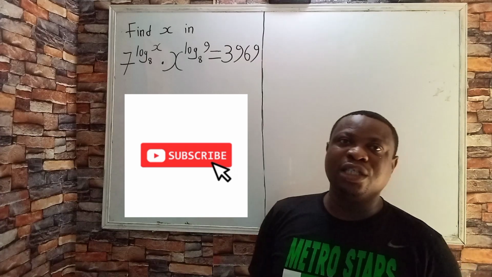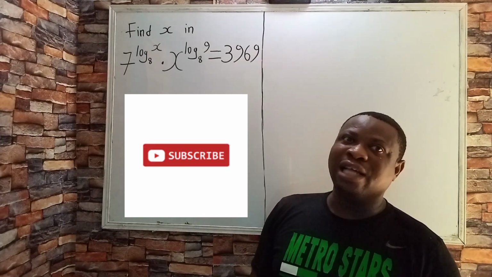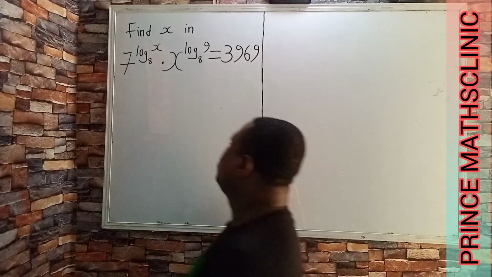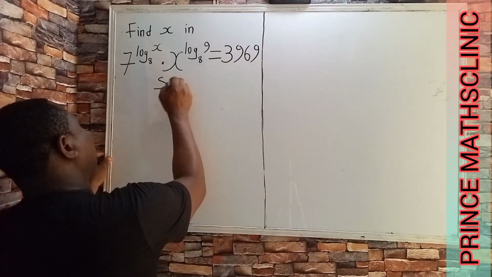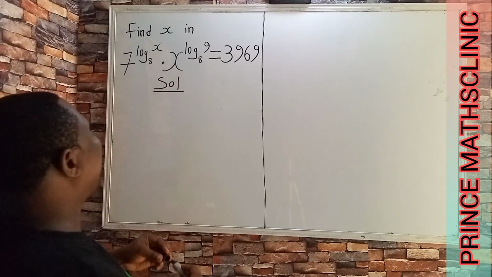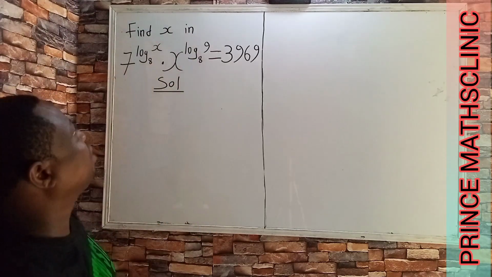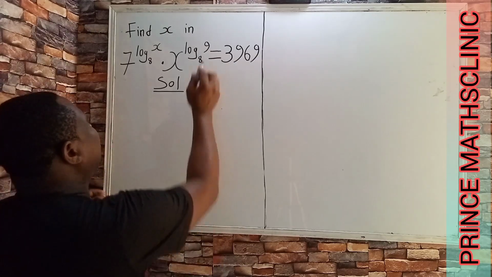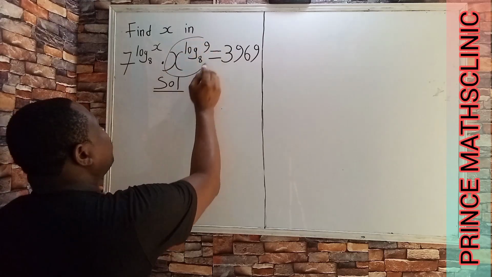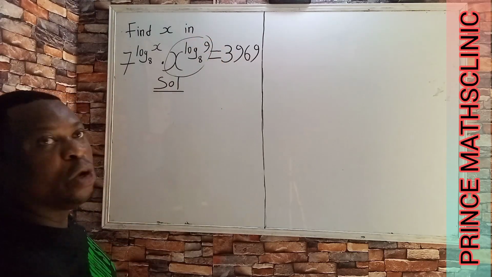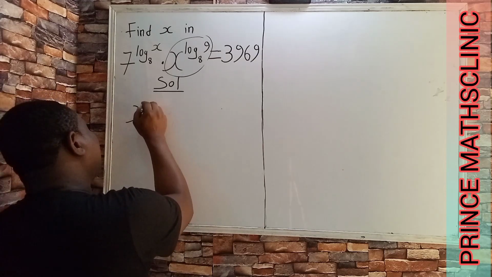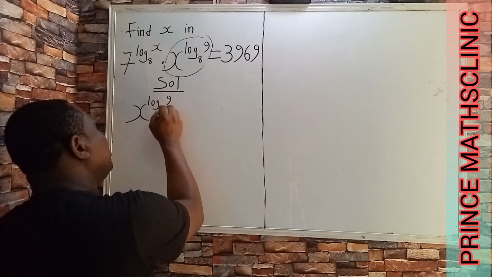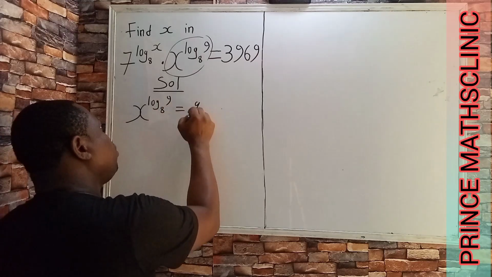Here we have a very interesting question on the board and we are going to be providing answer to it. Now, we're asked to find the value of x in this particular equation. So, what I'm going to do is I'm going to take this particular part of the equation and equate it to something. Now, I'm going to say x to the power of log 9 base 8, I'll equate it to q.